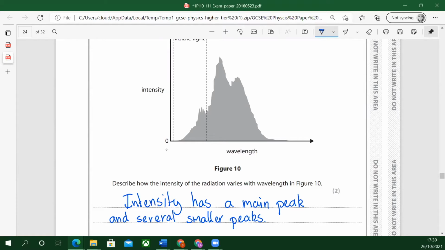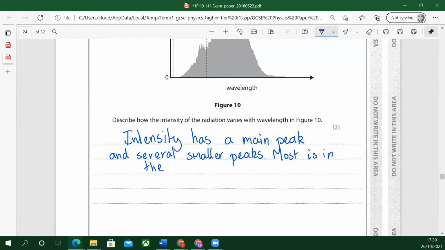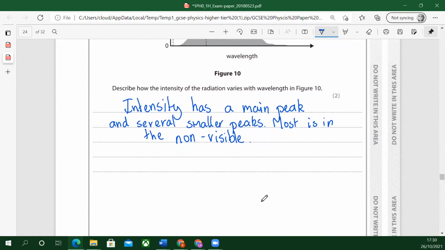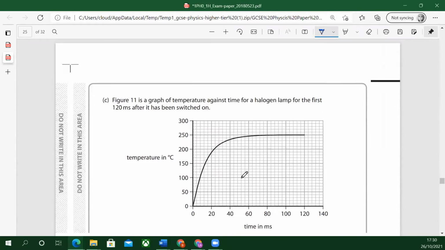So, a main peak and several smaller peaks. Most is in the non-visible spectrum. Just let the page go down a bit here. The non-visible, so we can't see most of it. Okay, so it might be in infrared there, but we don't know. We just say non-visible. That's what we know.